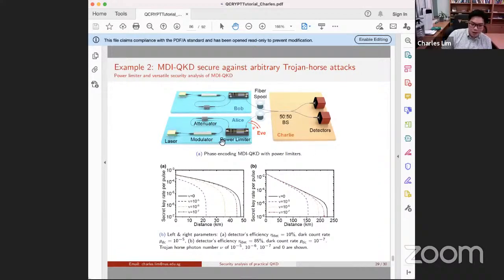This is the MDI QKD experiment, or the implementation that you can imagine here, based on phase encoding. You have Alice and Bob, who do only a single PM to modulate the signal, and you have the installation of a power limiter, which then characterizes the energy bound that you can have in your analysis. As you can see in the asymptotic analysis that we did on the left-hand side, you have your key rate based on APDs, which are 10% efficiency detectors with pretty high dark count rates. On the right-hand side, you have it with SNSPD-type detectors, which give you very high detection efficiency, in this case 85%, and the dark count rate is actually pretty low, two orders of magnitude below your standard APD detectors. Okay.